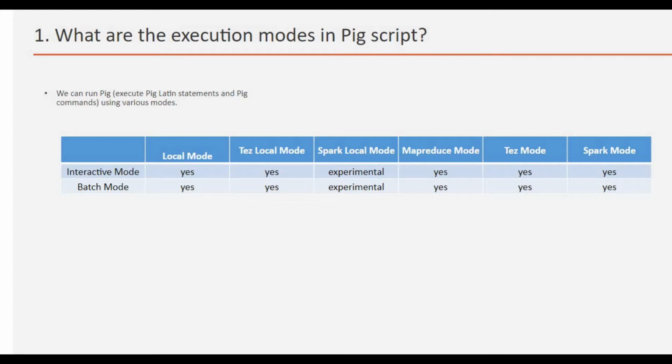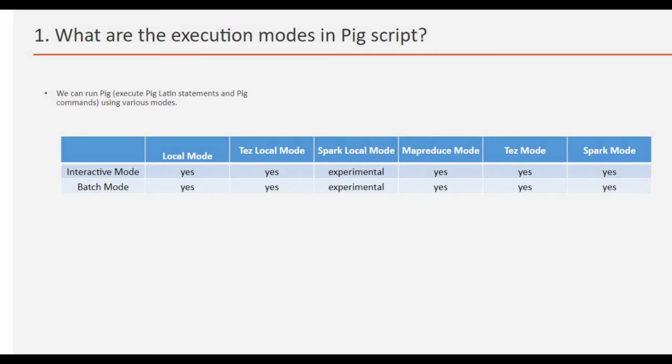So the first question you may face is, what are the execution modes in Pig script? In the latest version, Pig has 6 execution modes. The latest version as per the Apache Pig documentation is version 17. That includes local mode, MapReduce mode, Tez mode, Spark mode, and the Tez and Spark in local mode.